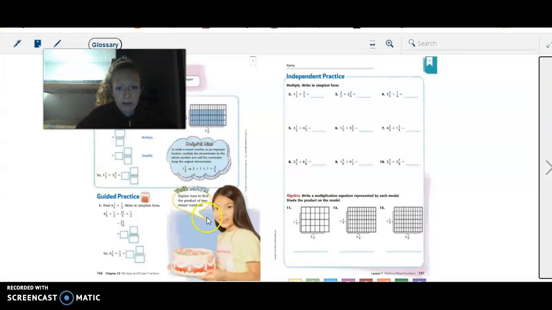So they want you to do that for problems 11, 12, and 13. All right, this should be pretty straightforward. I'm not terribly concerned. Go ahead and complete page 747 and do the self-check on Canvas. That's chapter 10, lesson 7 on Canvas. Let me know if you have any questions, and good luck.